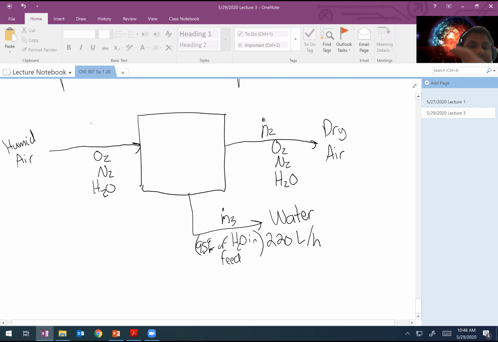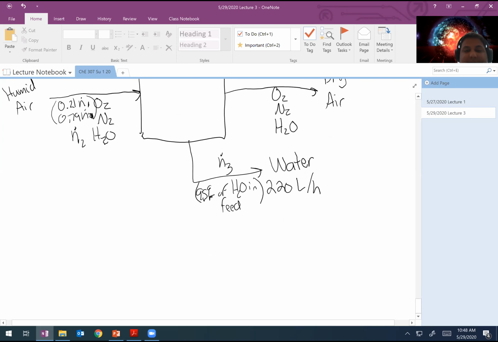Well, I can rewrite it a little bit like this to make it more organized. Since I have a relation for my dry air, but not for my wet, humid air coming in, I can say 0.21 N1, 0.79 N1, where N1 is my dry air flow rate, because I know the relationship between my oxygen and nitrogen in that stream. I have no idea what the flow rate of my water is. I have some relationship between the water in the feed and the water leaving the condenser, right? I have this 95% of H2O in the feed leaving as condensate. So I can say N3 is equal to 0.95 N2.